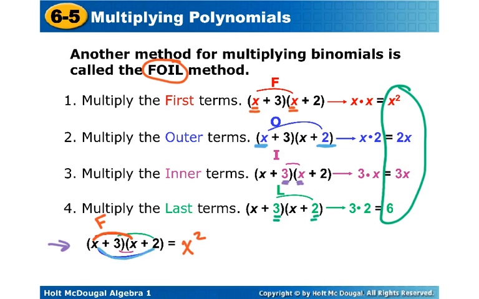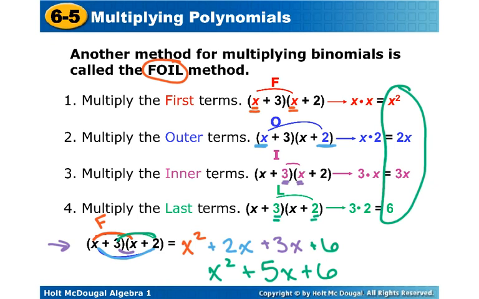X times 2, 2x. Inner, inside most terms, 3 times x, 3x. And then your last terms, 3 times 2, which gives us 6. Okay, combining like terms, you get x squared plus 5x plus 6. Okay, and that is using the FOIL method.